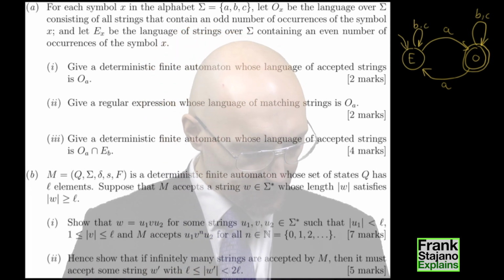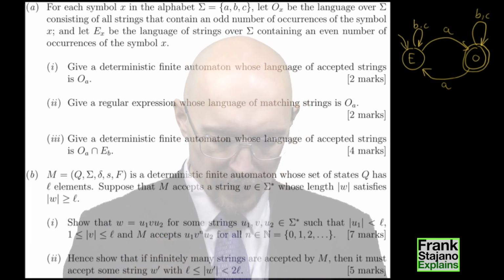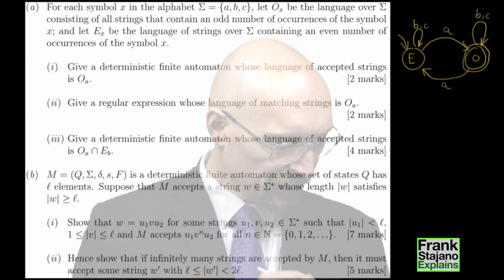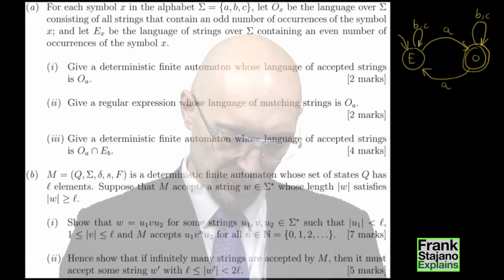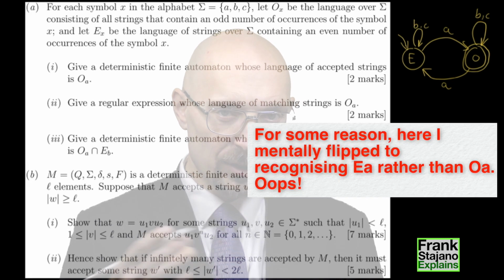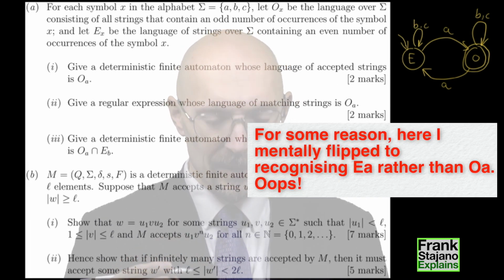And that's all I need to do to recognize the strings with an odd number of A's. That was easy. Now, sub-question 2. Give a regular expression whose language of matching strings is O of A, the same stuff as this. This is only two states. Let's see if the regular expression is equally simple. So I have to have either no A's or an even number of A's. So I'm going to repeat the A two times.